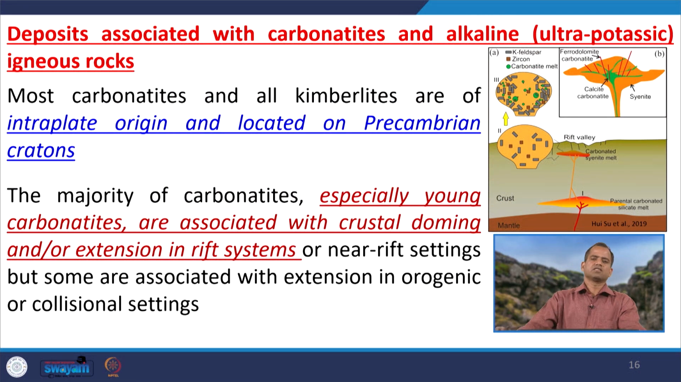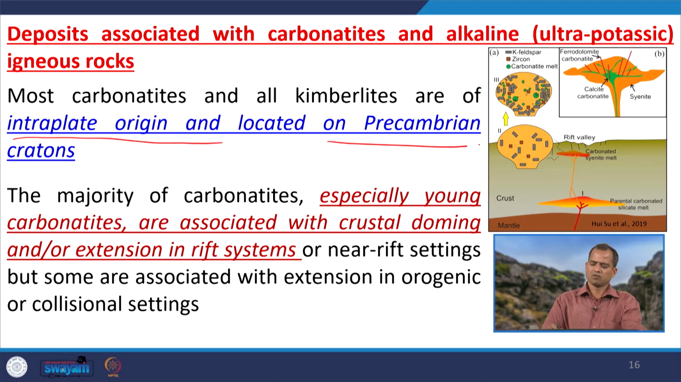Then, deposits associated with carbonatite and alkali or ultra-potassic igneous rocks. That is, most carbonatites and all kimberlites are of intraplate origin and located on the Precambrian cratons. So, all these kimberlites or carbonatites, if you see the geological map, are mostly at the Precambrian cratons, in the intraplate region or the basin margins or the craton margins.